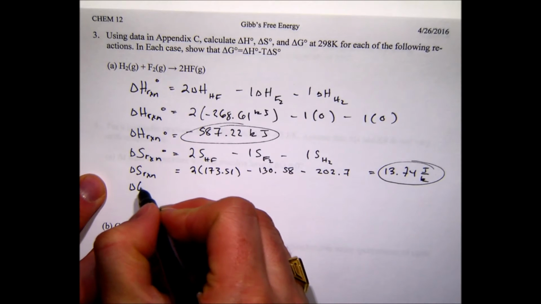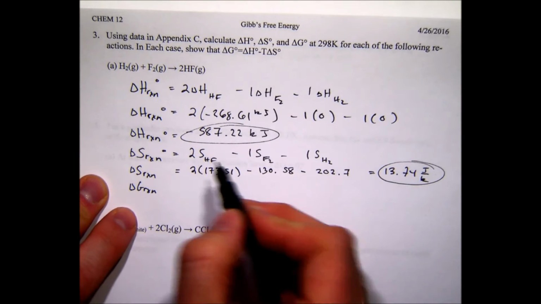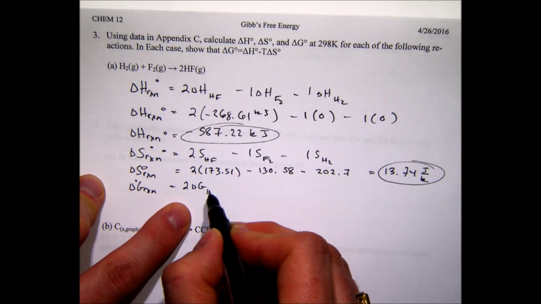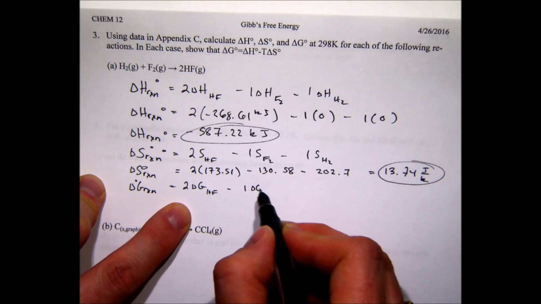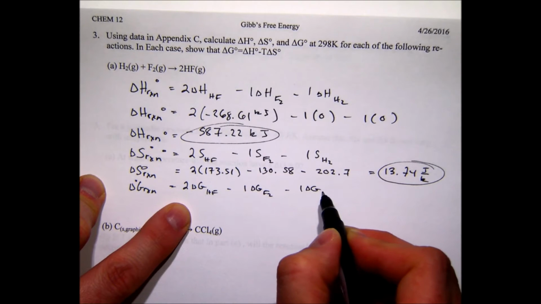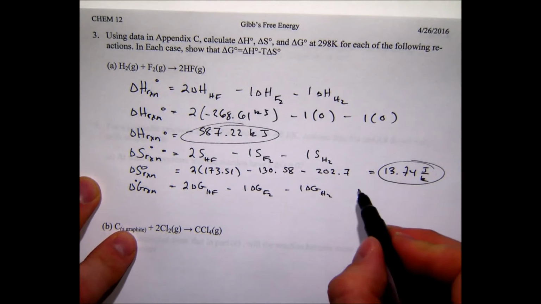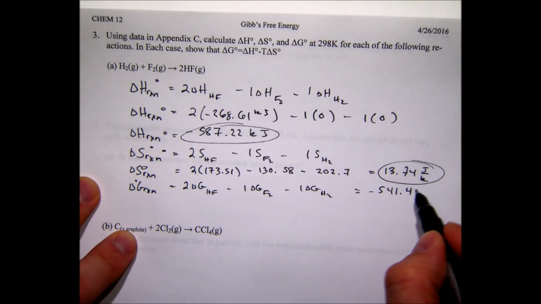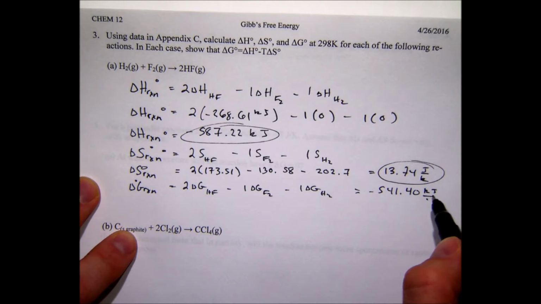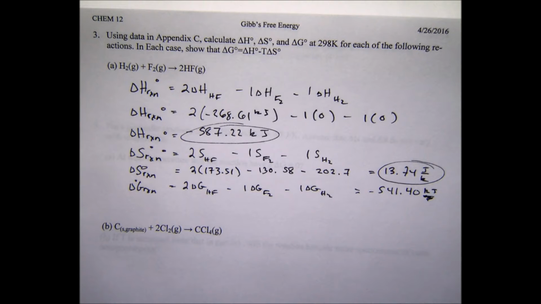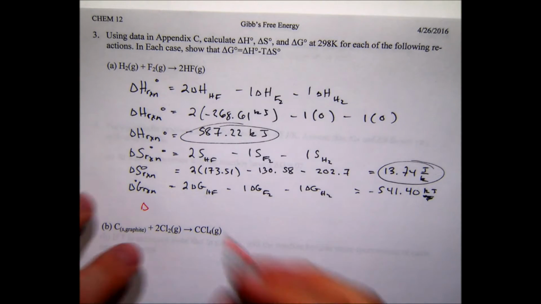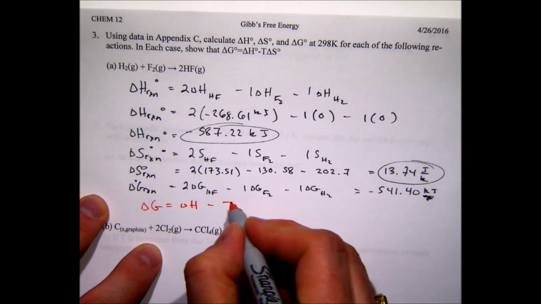We do the exact same thing again for the third value, which is delta G, and these are all standards. We end up with 2 delta G of HF minus 1 delta G of F2 minus 1 delta G of H2. And when we do that calculation, we end up with negative 541.40 kilojoules. So now we're asked to show the exact same thing using the other calculations. So we're going to say delta G is equal to delta H minus T delta S.